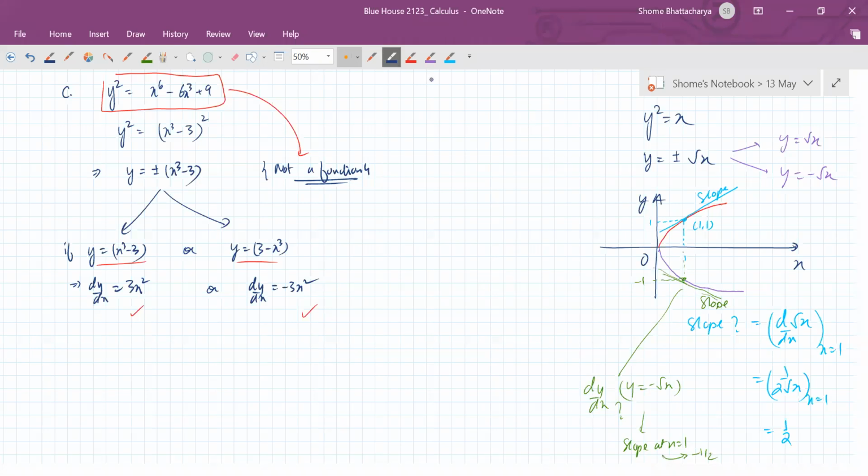Okay. So as far as finding the slope of the tangent is concerned from the graph, we can do that. But for that, we have to actually first split this and express this into two functions. Then we know which function we are dealing with for which particular point. Okay, sir. Understood now? Yes.